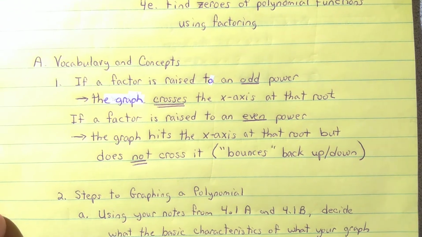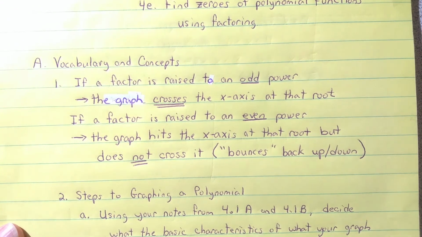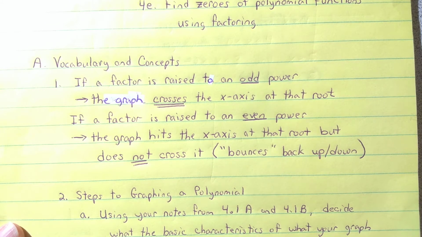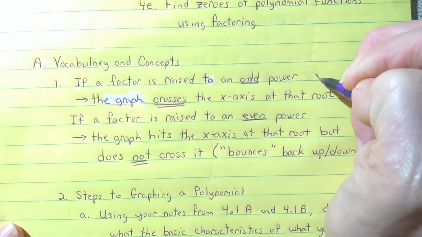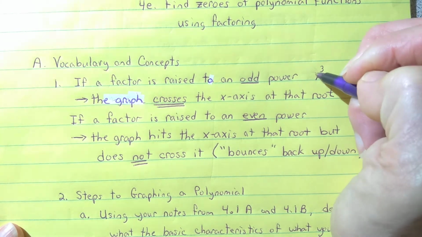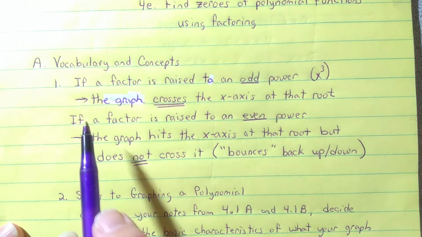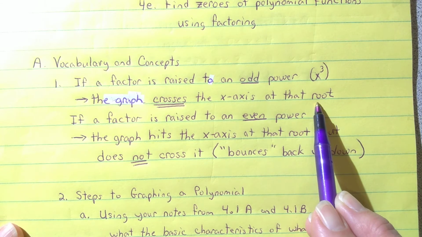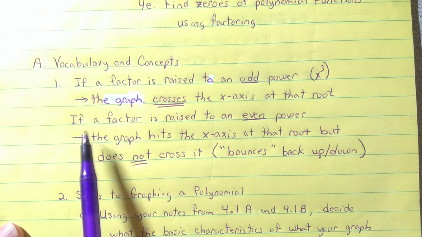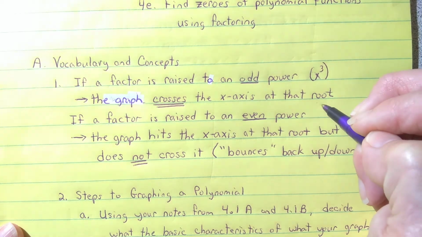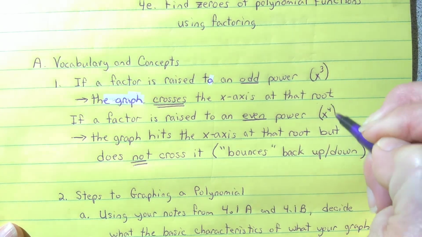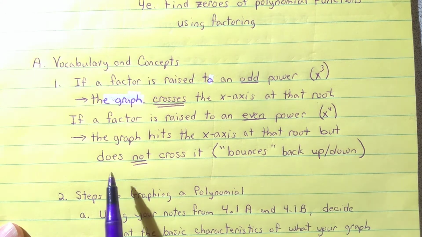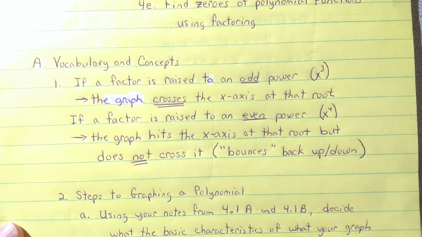Okay, vocabulary and concepts. If a factor is raised to an odd power, like x to the third would be an example, the graph crosses the x-axis at that root or at that point. If the factor is raised to an even power, like x to the fourth, the graph hits the x-axis at that point or that root, but does not cross it. It bounces back up or down.